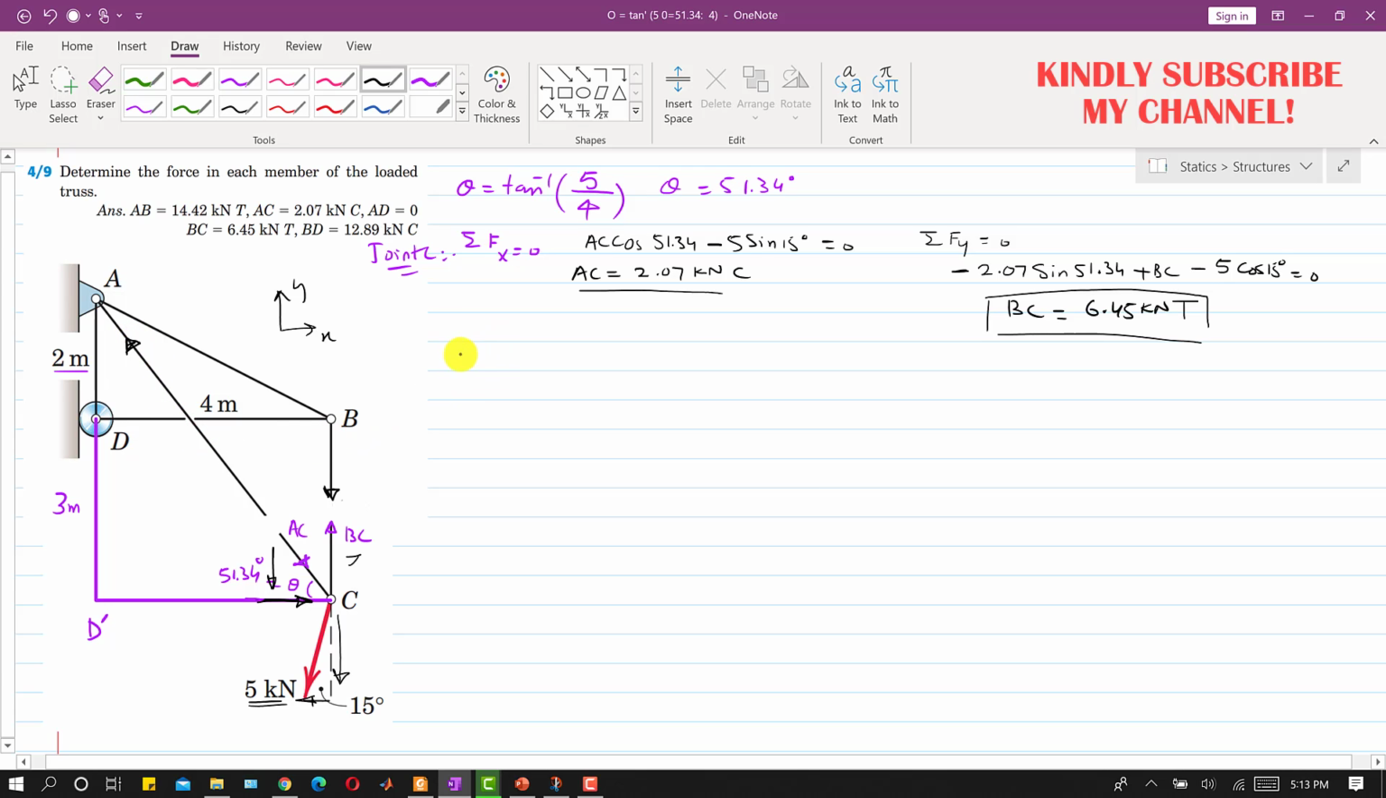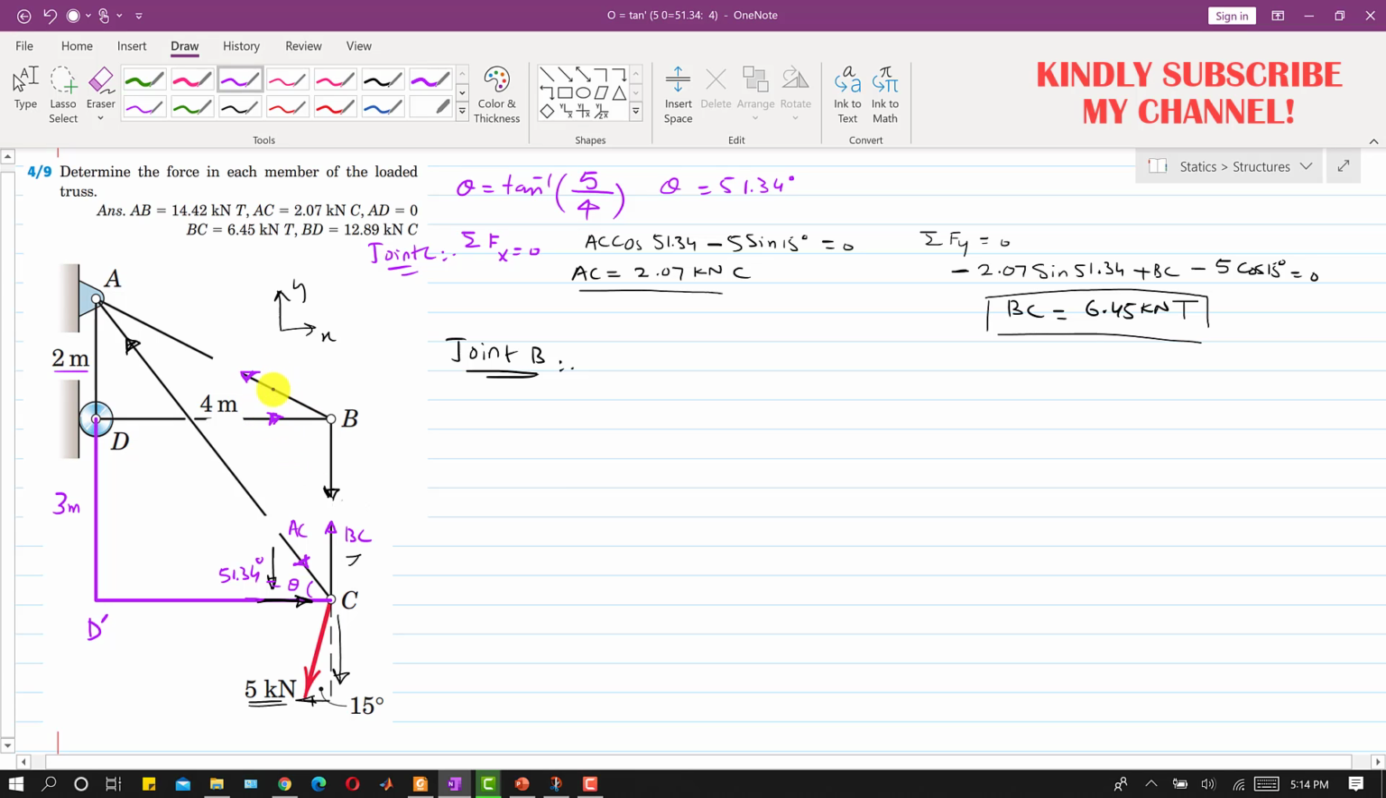Now we will solve joint B. So now if I isolate this joint B from the remaining truss, let's say that this BD force is compressive force. Let's assume that this is the compressive force. Let's say that it is acting towards joint B, and let's say that this is the tension force, right?